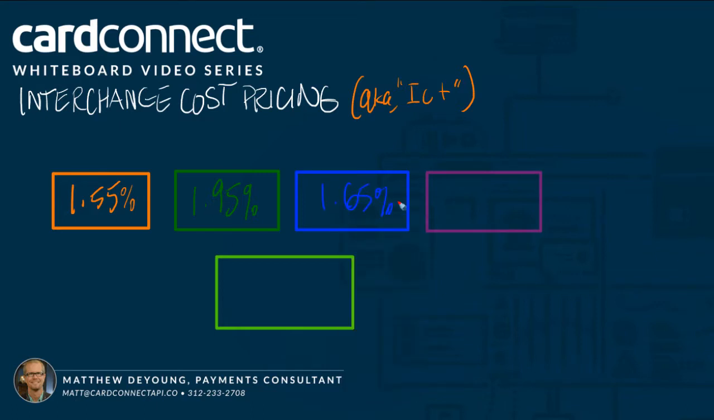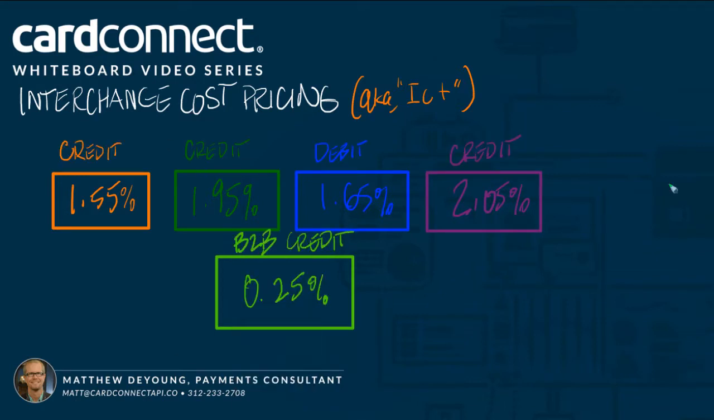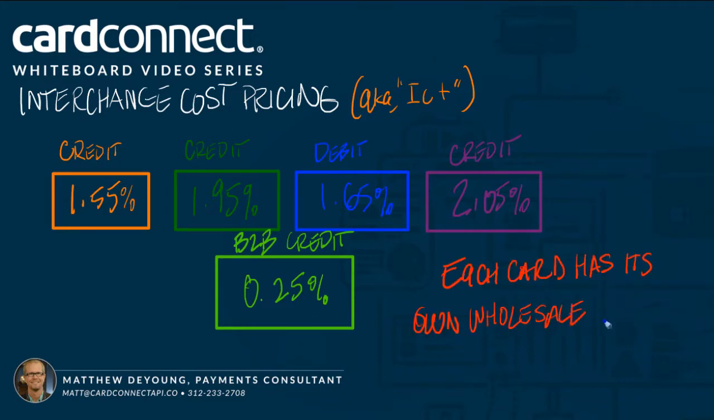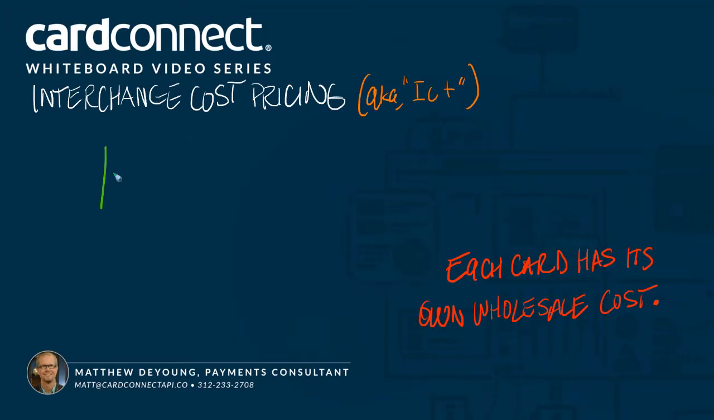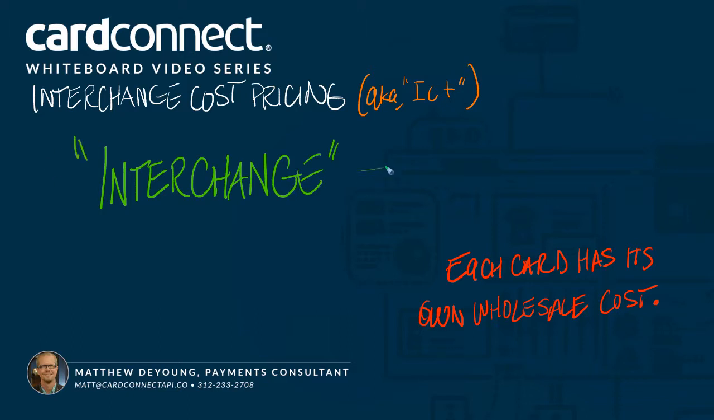Anything from 2.05% all the way to 0.25%. Why is that? Because they're credit cards, debit cards, and B2B cards. What I'm trying to tell you is each card has its own unique wholesale cost associated with it. Within the industry, it's called interchange. Another way to think about interchange is the wholesale cost for each credit card.